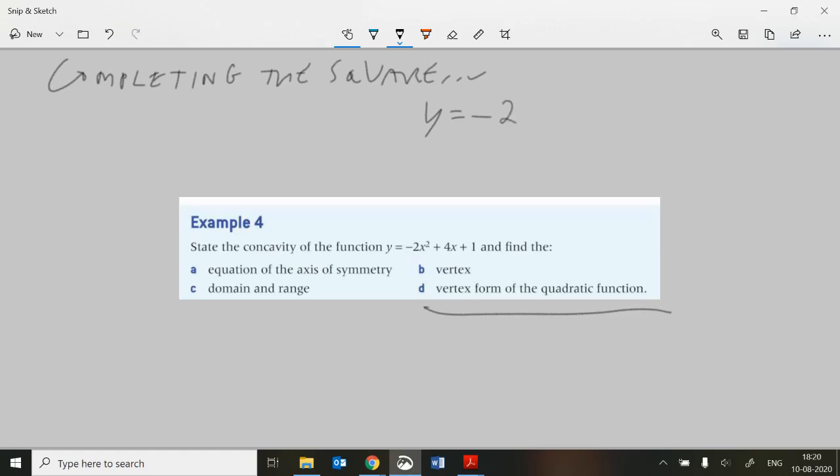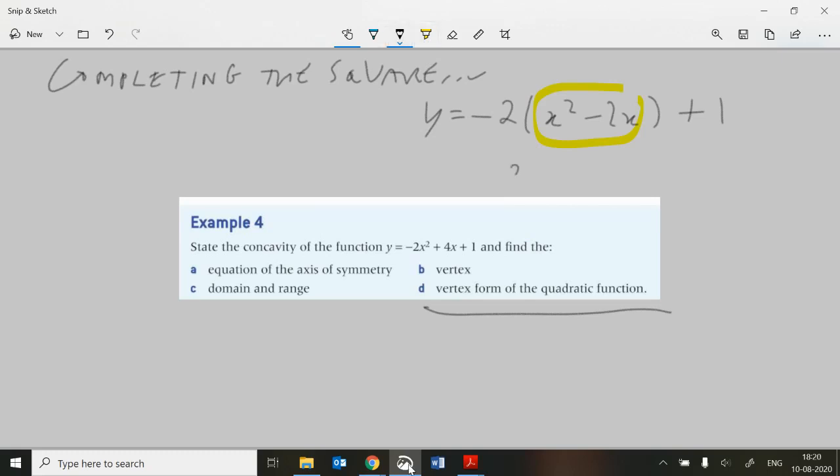So first of all, I'm going to take out this factor of 2. I'm left with x squared minus 2x. I'm just going to leave 1 on the end for the time being. And I'm going to complete the square with this bit in the middle. This is the part where we actually do completing the square.